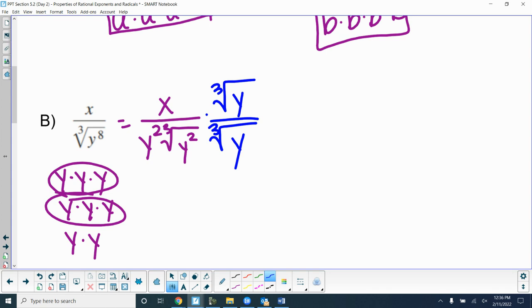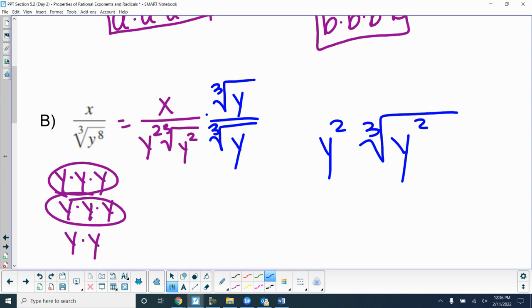Morrison, why'd you write Y in this 1/3? Well, that's sloppy. It should be this. It's the cube root of Y squared. Yeah, I got it sloppy. All right.